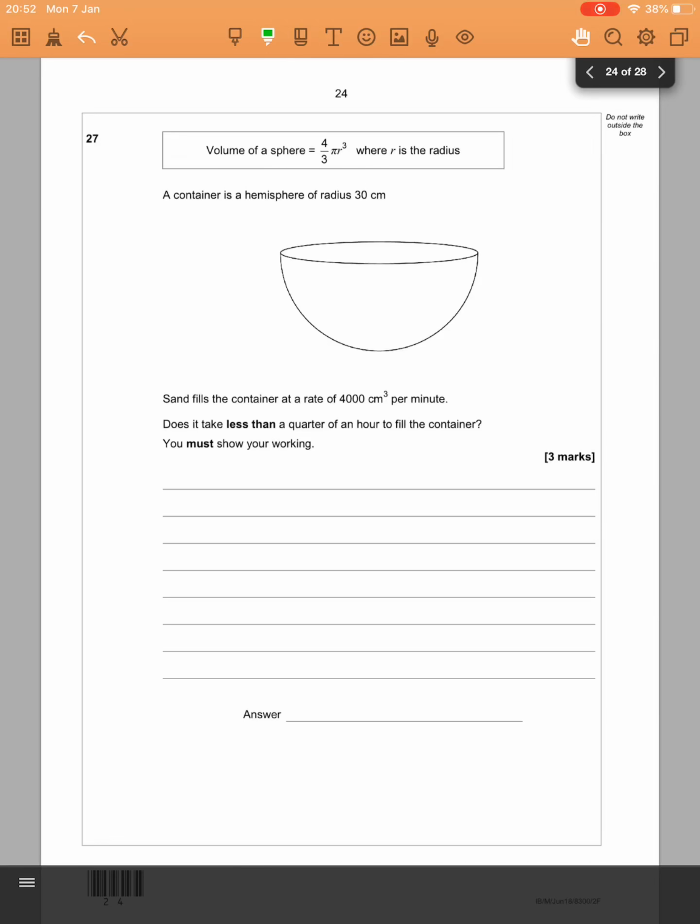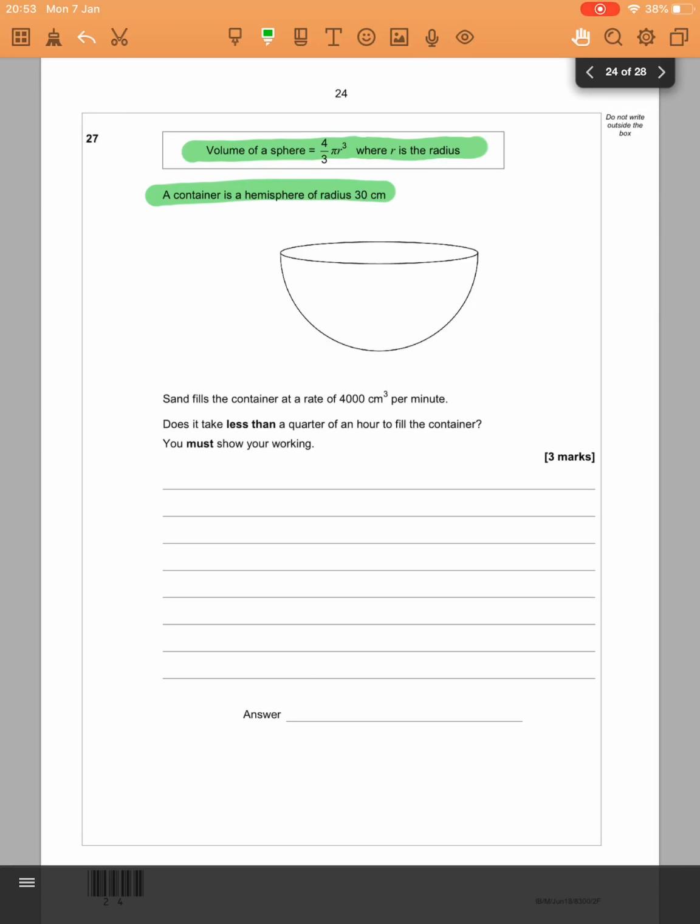So for question 27, we have got a formula for the volume of a sphere, which is 4/3 pi r cubed, where r is the radius. And we're told the container is a hemisphere, so that's half a sphere, with a radius of 30 centimetres.